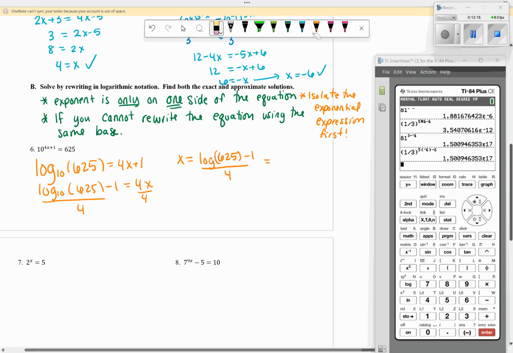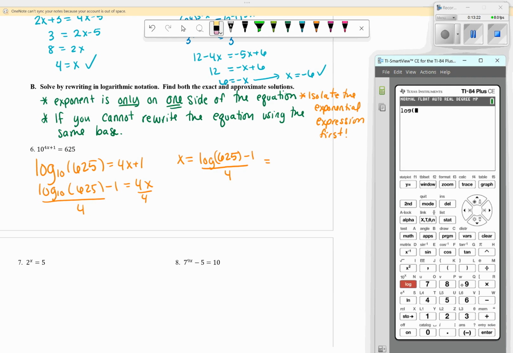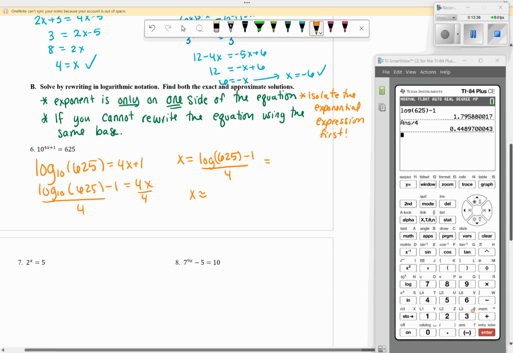So if I'm going to now find the approximate solution, I'm going to plug this into my calculator using the log of 625. You have to close that parentheses, otherwise your calculator is going to subtract the 1 from what's inside the argument of the log, and then we're dividing that answer by 4. So we get x is approximately 0.4490.